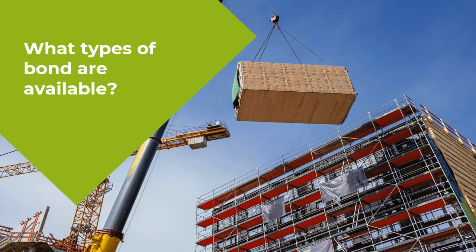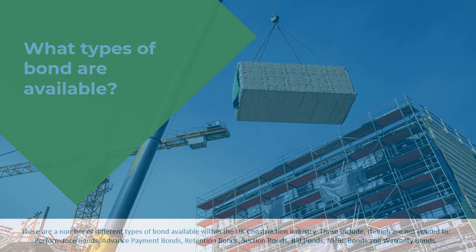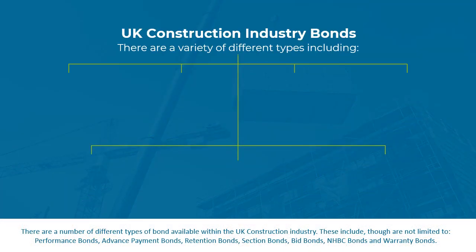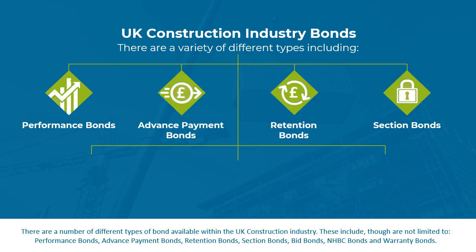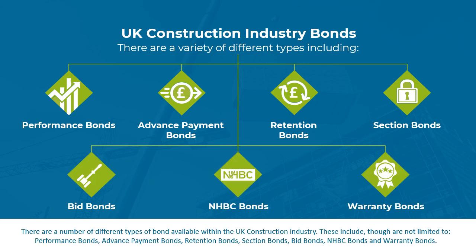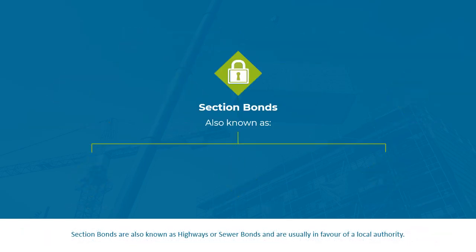What types of bond are available? There are a number of different types of bond available within the UK construction industry. These include, though are not limited to, performance bonds, advance payment bonds, retention bonds, section bonds, bid bonds, NHBC bonds, and warranty bonds. Section bonds are also known as highways or sewer bonds and are usually in favour of a local authority.